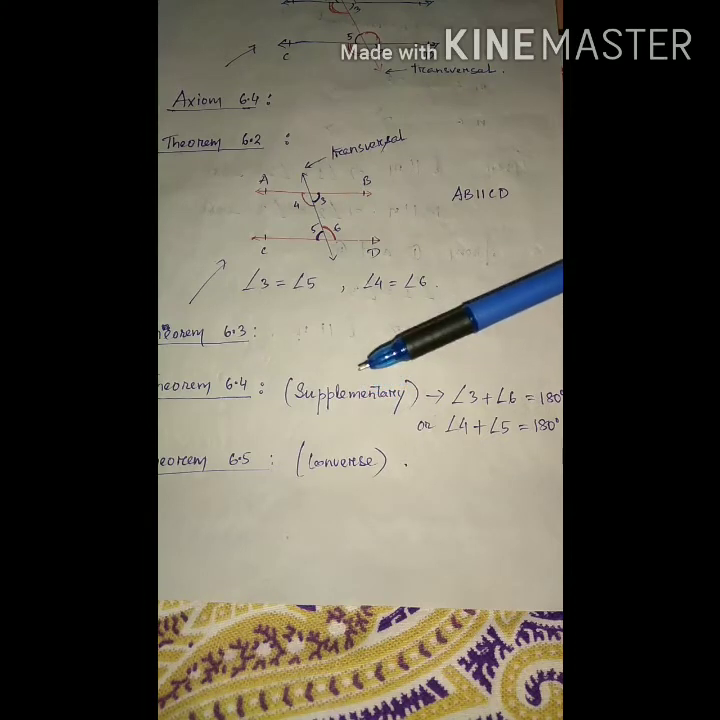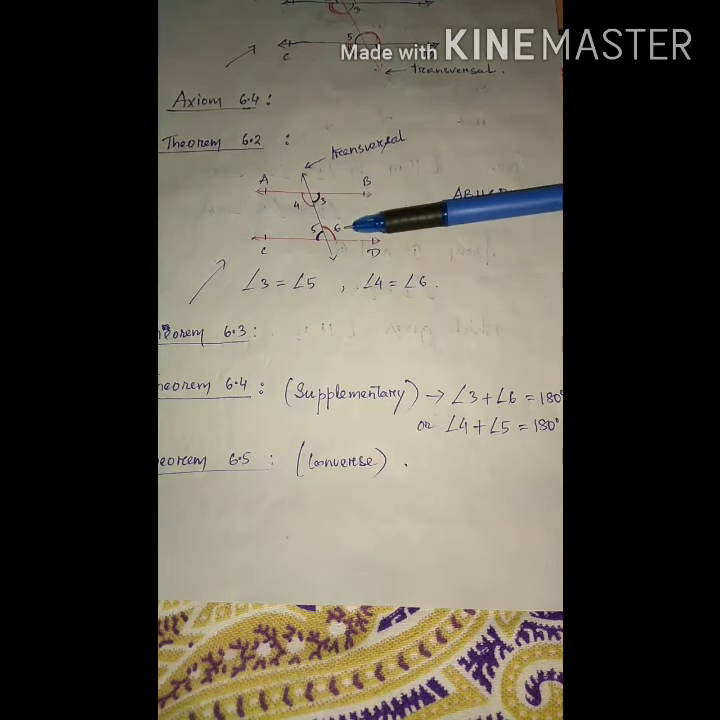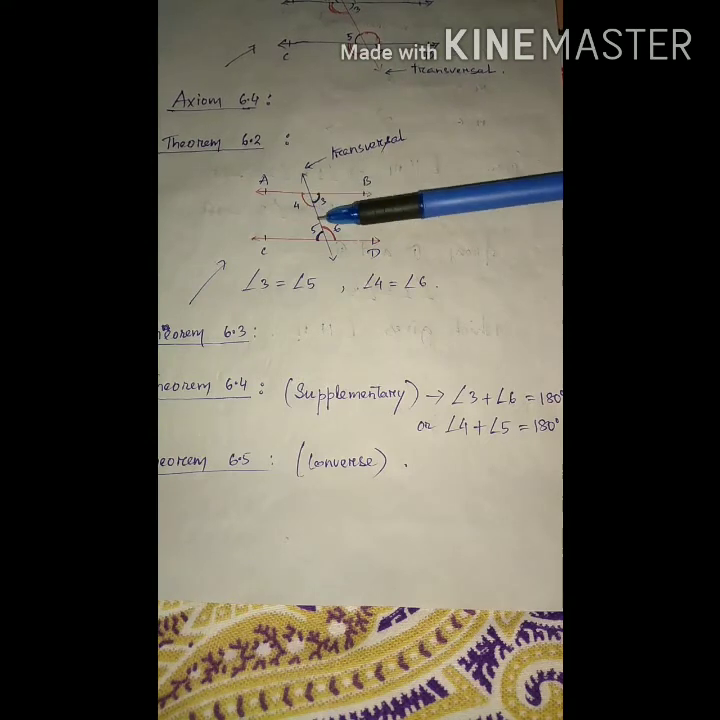Supplementary means what? The sum of two angles is 180 degrees. That means interior angles on the same side. That means 3 and 6. The sum of these two is 180 degrees, or you can say 4 and 5. The sum of 4 and 5 is what? 180 degrees. So that's why these two are written here. The meaning of this theorem 6.4 is this one.